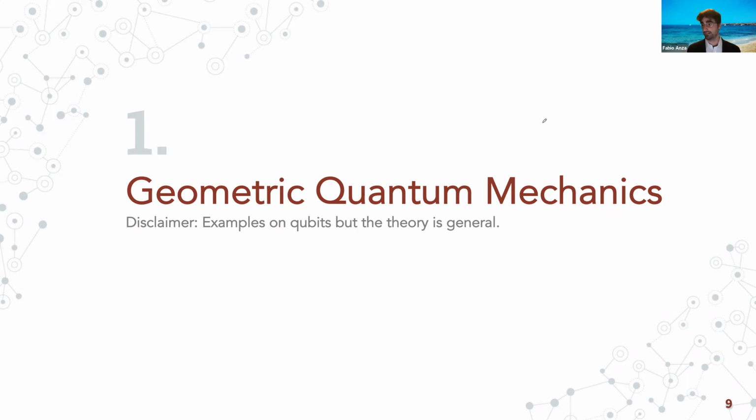So the theory is exactly as I'm going to present it for any finite-dimensional quantum system, but it is possible to use it for infinite-dimensional quantum systems, like the usual particle in a box or anything that has continuous variables. But I'm going to focus on finite-dimensional quantum systems.